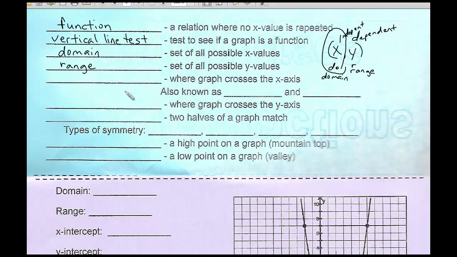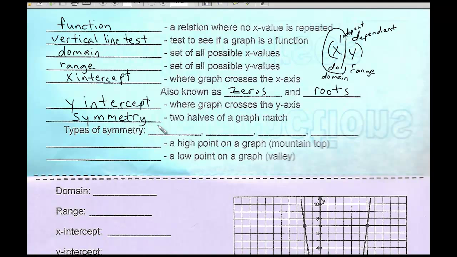Where the graph crosses the x-axis is called the x-intercept. These are also known as zeros or roots. Where the graph crosses the y-axis is called the y-intercept. When two halves of a graph match, you have symmetry.